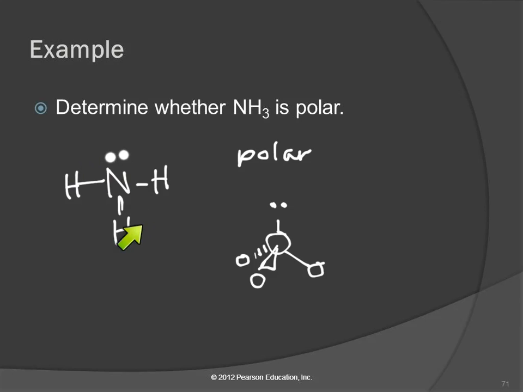There are 4 groups around the central atom, 3 bonds and a lone pair. So those things will arrange themselves in a tetrahedral shape. Is this symmetrical, though? No, because there's a lone pair up here. That makes it not symmetrical. So we do have these polar bonds, but this isn't a bond. And so it's going to be lopsided. It's going to be polar.